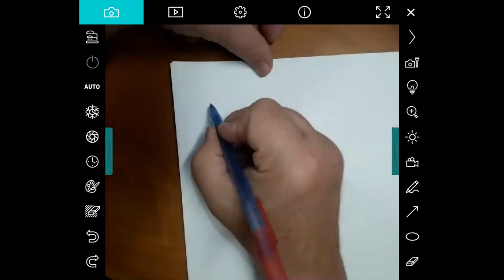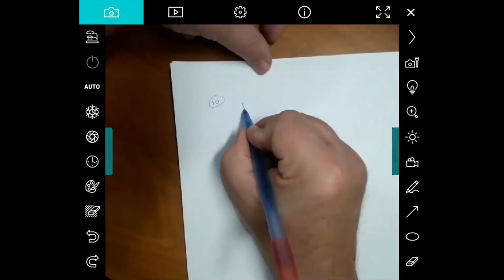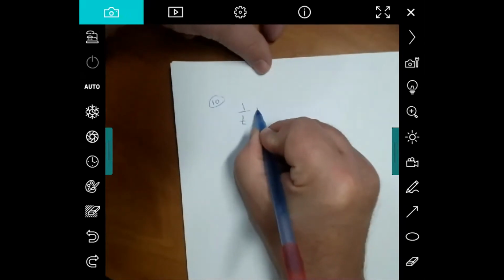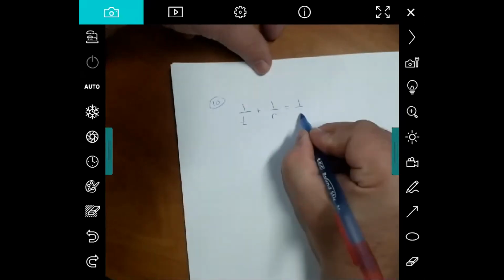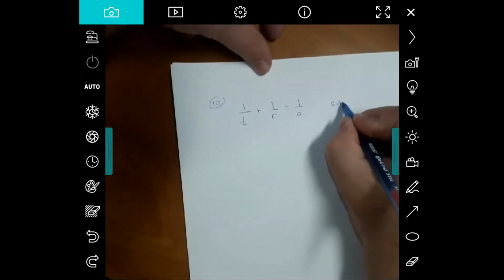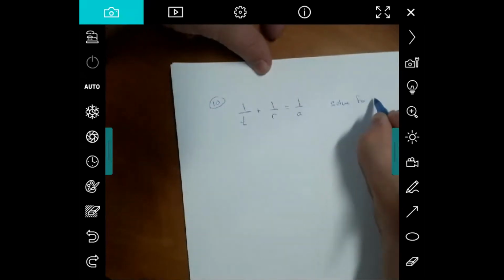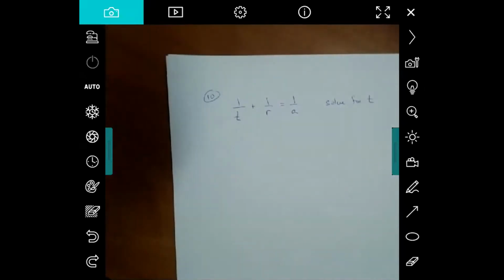Okay, here's the last one for the day. 1 over t plus 1 over r equals 1 over a. Solve for t.